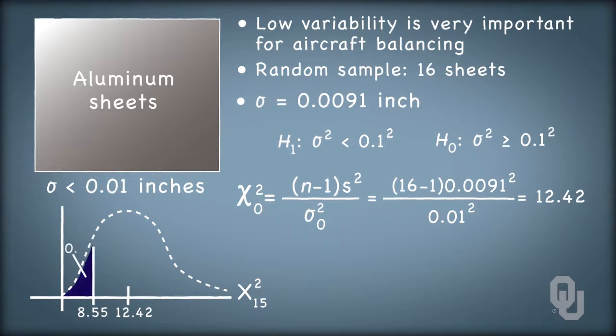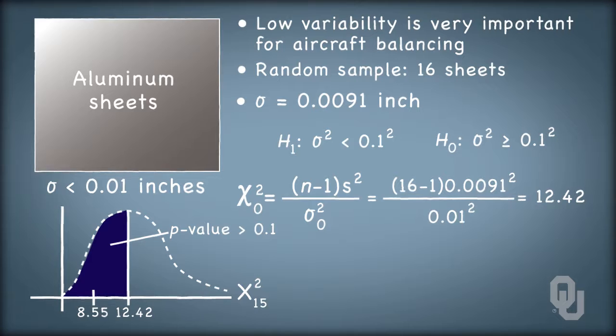We would never reject the null when a p-value is that big. We fail to reject the null, and therefore conclude that the standard deviation of aluminum sheet thickness is not less than 0.01 inch from the supplier. So there we have it.